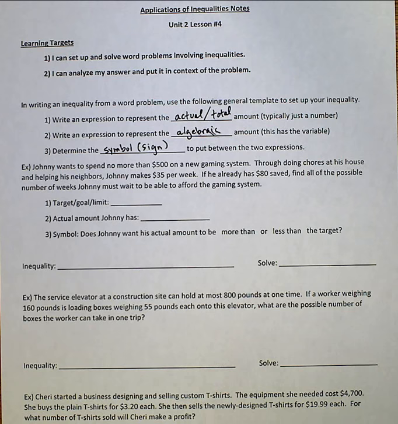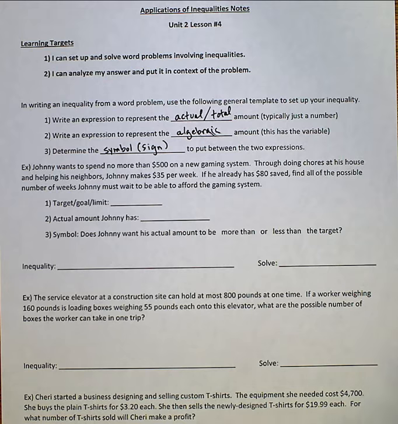Alright, Johnny wants to spend no more than $500 on a new gaming system. Through doing chores at his house and helping his neighbors, Johnny makes $35 per week. If he already has $80 saved, find all the possible numbers of weeks Johnny must wait to be able to afford the gaming system.